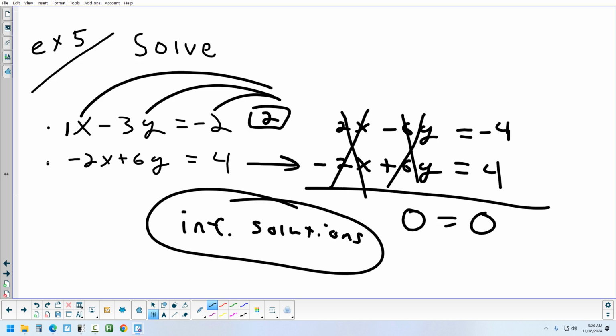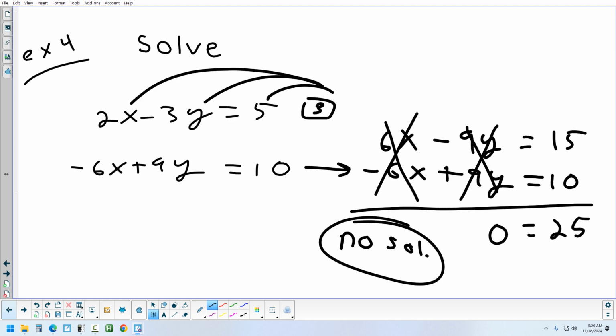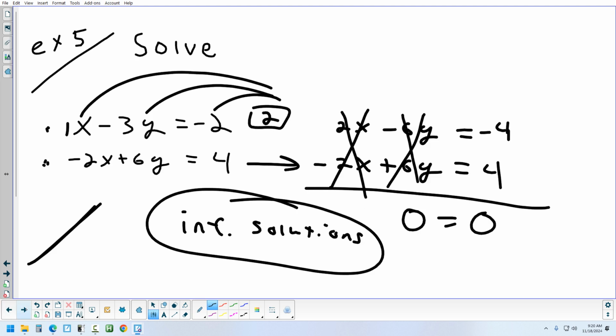If you were to draw these on the calculator, how would they look? They'd be on the same line. Yeah, they're exactly the same line. That's why there's infinite solutions. Okay, so those last two are special cases. Those don't come up as often. Any question on that?